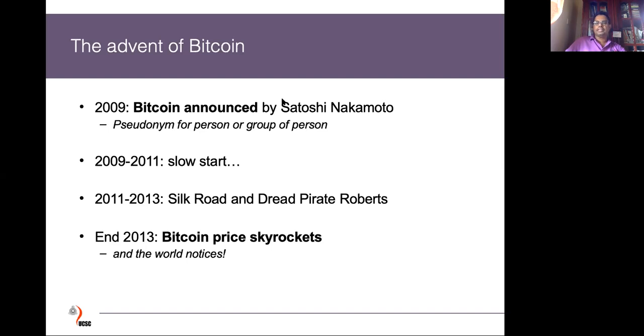So since that demand started because of the Silk Road, followed by so many other ransomware and other bad guys, a huge demand started in the computer underworld for Bitcoin. So the Bitcoin price went to $20,000 for one Bitcoin. The price of Bitcoin was skyrocketing due to the demand.